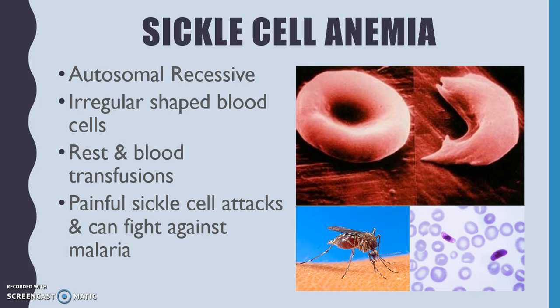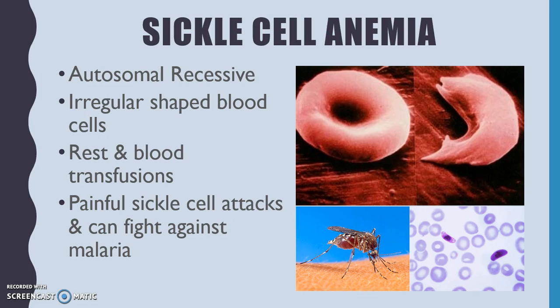The next disease is sickle cell anemia. This one is also autosomal recessive. So much like with albinism, the only way you will inherit this disease is if you inherit two recessive alleles. Now, what happens when you inherit those recessive alleles causes a change in the structure and the shape of your hemoglobin on your red blood cells.